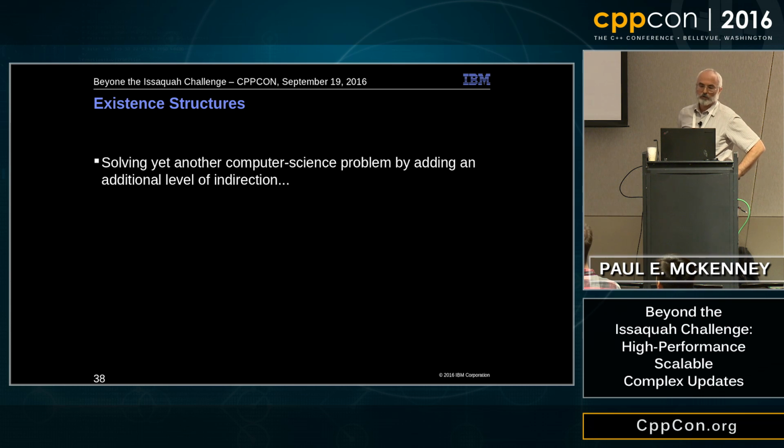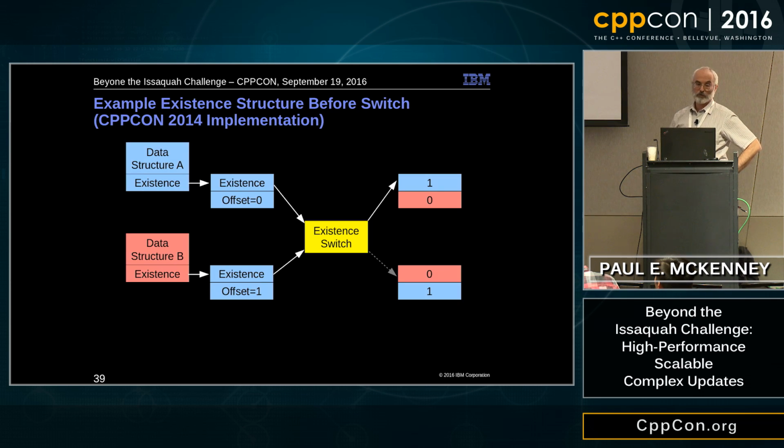So what's an existence structure? Well, we're adding another level of indirection. This is the common computer science approach to the world. And initially, in fact, in 2014, I was actually adding 3 levels of indirection just to keep things going. And the trick here, I'm just going to step through this without explaining it.